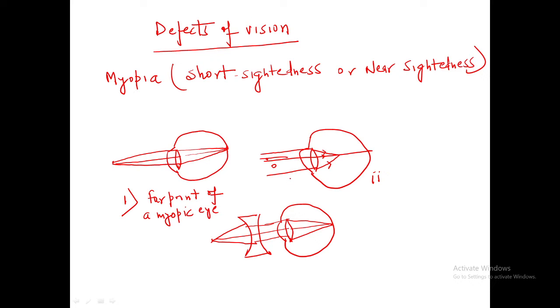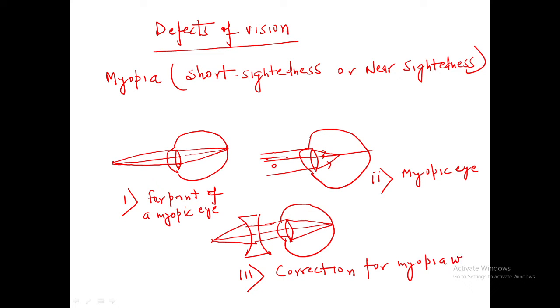Second is the myopic eye, and third is correction for myopia with a concave lens.